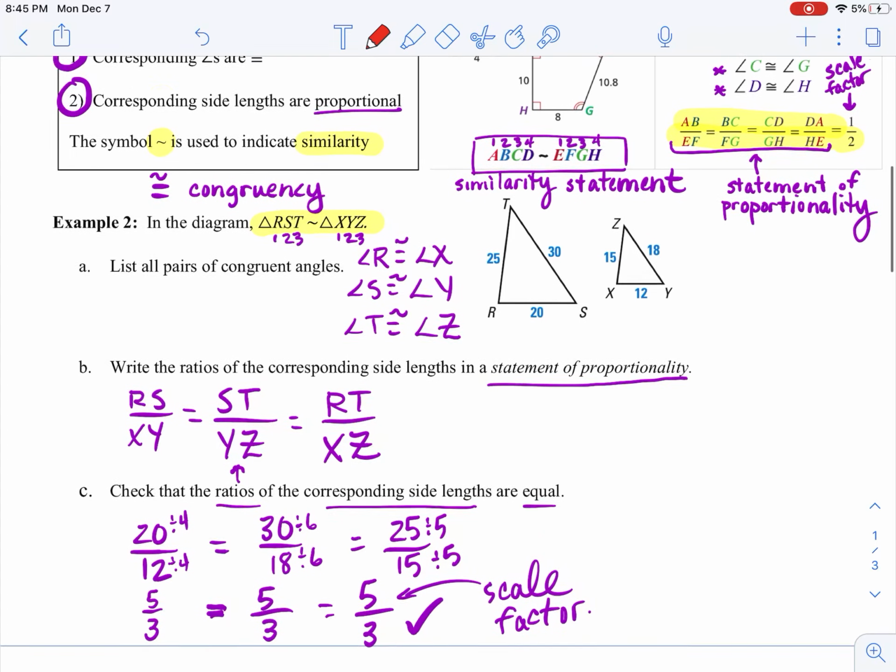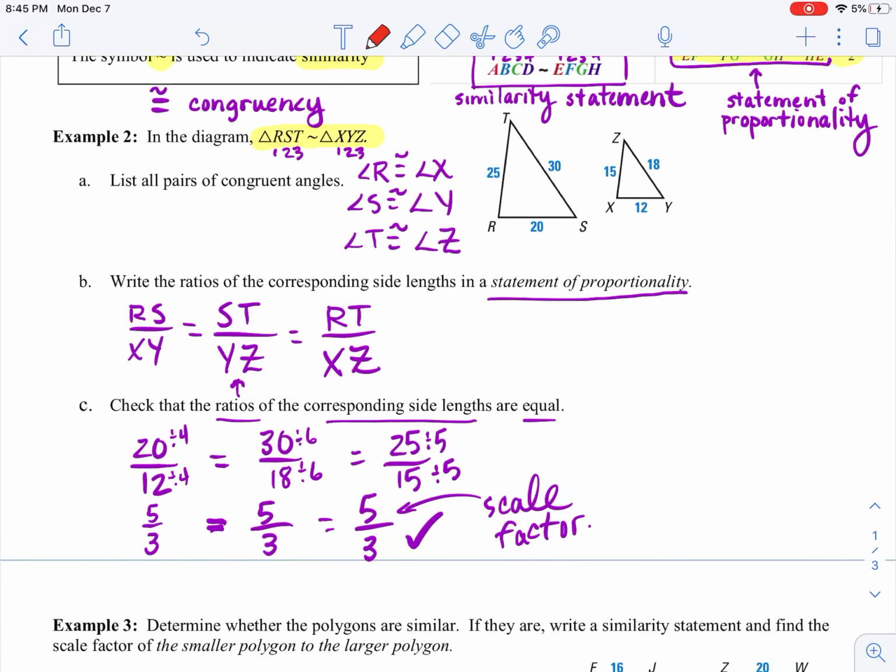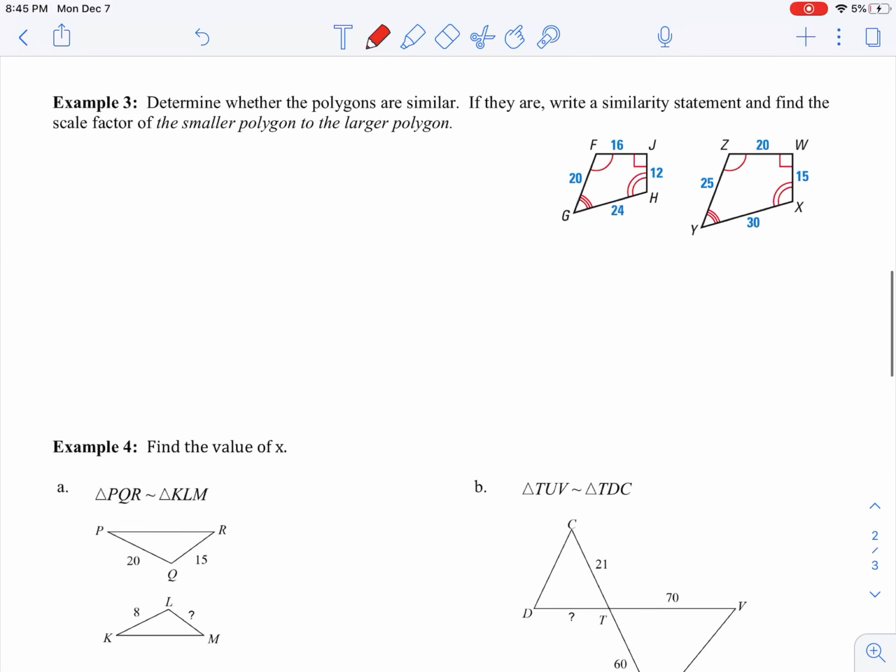So in example 2, we looked at a similarity statement, showed which angle matches up to which angle, wrote the statement of proportionality, and then figured out what that scale factor was. And you'll be asked to do those things in the homework for this section. All right, some other things that we can do are we can determine if polygons are similar. So in example 3, that's exactly what they're asking us to do. You're supposed to look at those two quadrilaterals and decide if they're similar. Then, if they are similar, they asked us to write the similarity statement and to find the scale factor of the smaller polygon to the larger polygon.